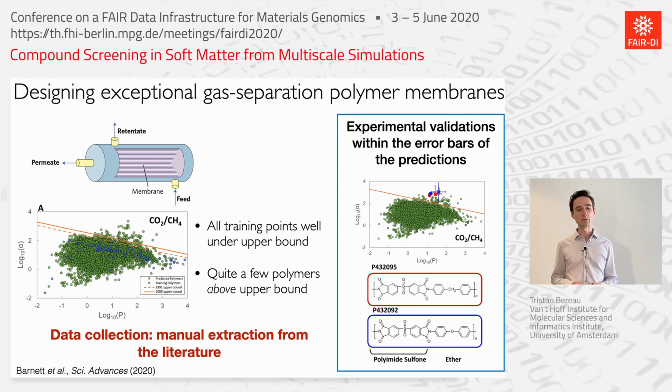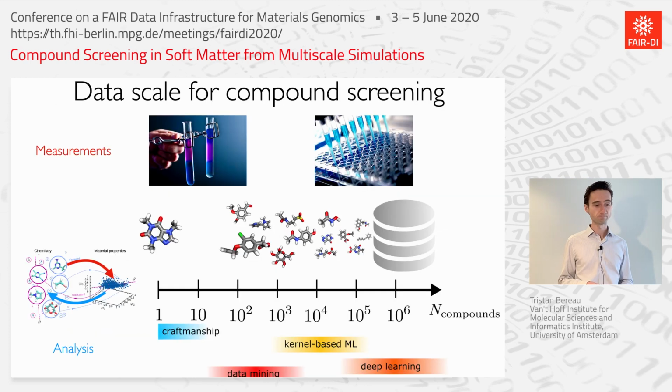Now the caveat is in the data collection: we had to manually collect and extract these data points from the literature, and that's really painful, and it took a long time. That limits our capacity to extend this to other systems, or to scale this up to many more compounds. And that really calls for the need for better data infrastructures for these types of measurements.